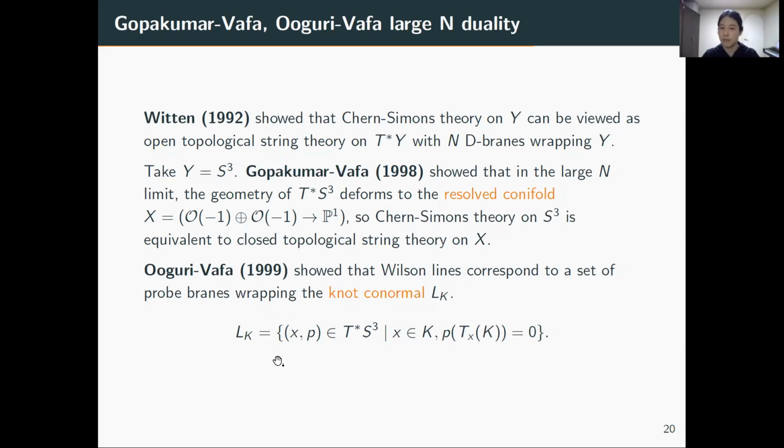Of course, in this form, the knot conormal lives inside T*S3, but we can slightly shift this knot conormal off of the zero section, and then, doing this geometric transition to the resolved conifold, we can think of this knot conormal as sitting inside the resolved conifold as well.